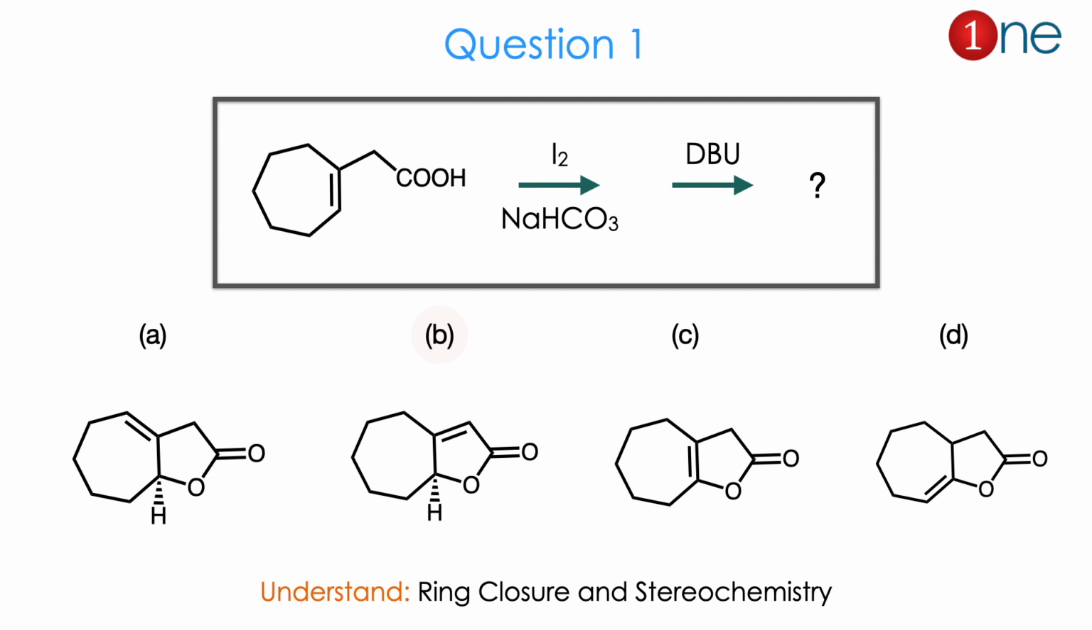Here the stereochemistry of hydrogen is also specified. It is below the plane, whether it is on the fused carbon or the allylic carbon or in the conjugation. So you have to understand that ring closure definitely occurred here and stereochemistry is also important here. The answer is B. Let us see how.